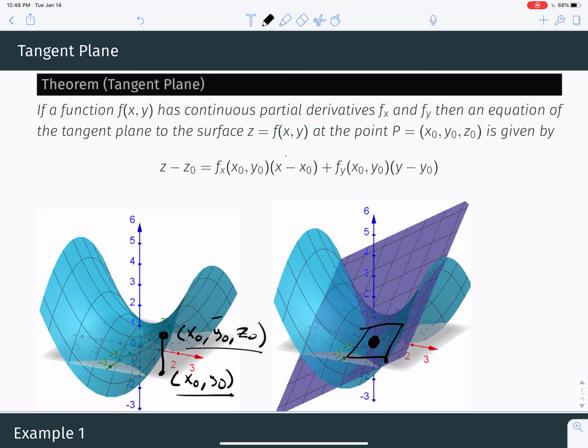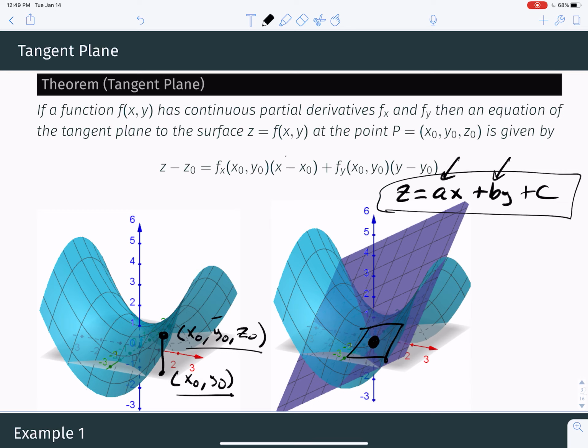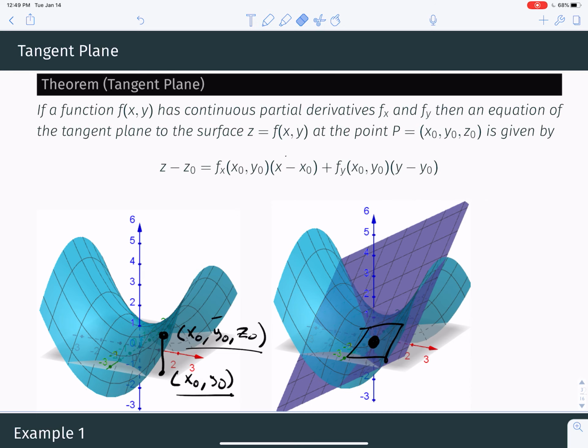And the way that works is we should have some plane equation. Well, a plane equation should look something like z equals ax plus by plus c. That would be a general equation for a plane. But in this case, these a's and b's here, they should be related to the slopes coming from the derivative, right? So let's erase that here, and let's take a look at what the actual equation is.